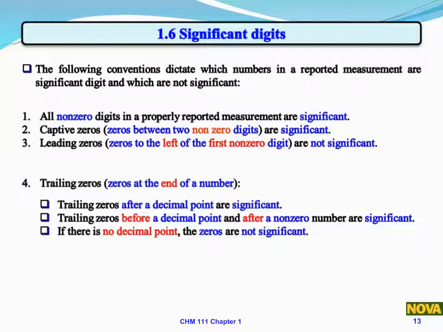All non-zero numbers in a properly reported measurement are significant, but sometimes zeros are used merely to indicate the magnitude of a number, how big or small the number is. If the purpose of a zero is only to establish the magnitude of the number, that zero is not significant. Determining which zeros are significant in a properly reported measurement is important for understanding how precisely the measurement was made. The following rules enable you to tell whether zeros in a number are significant or not.